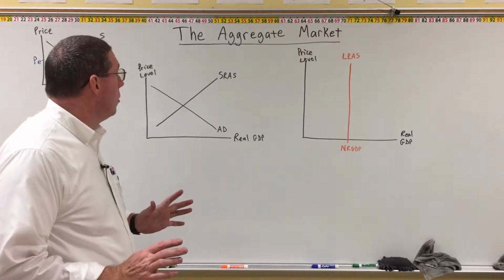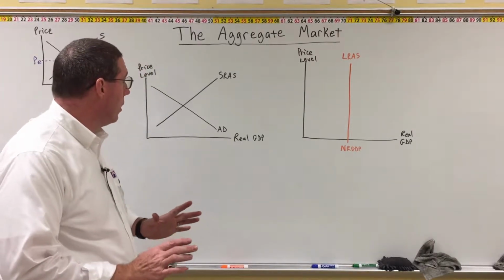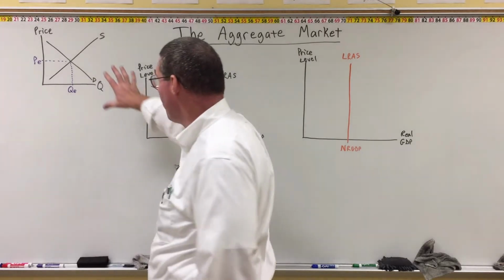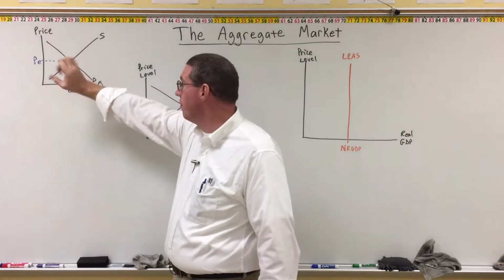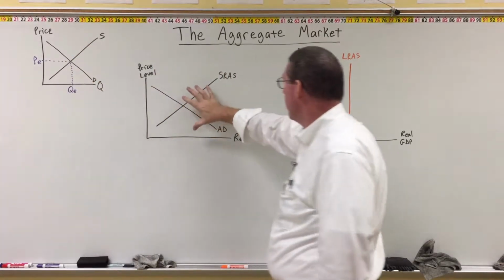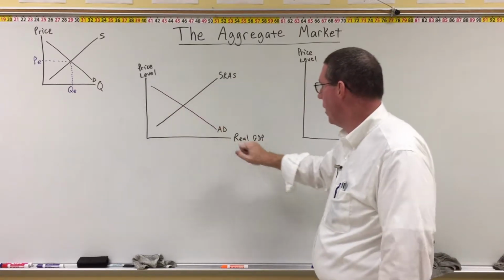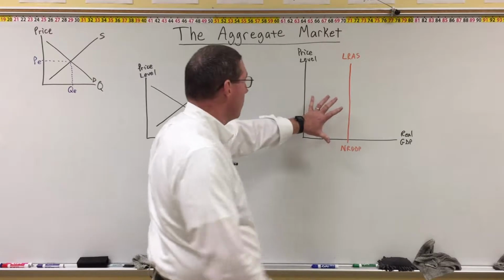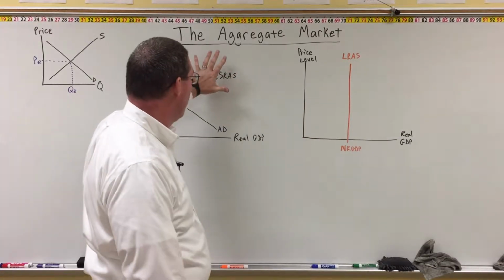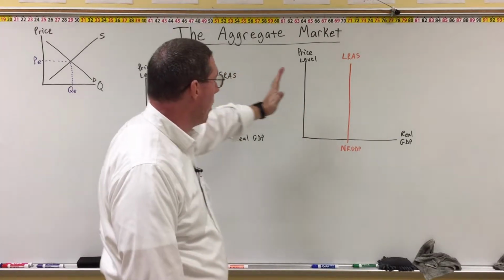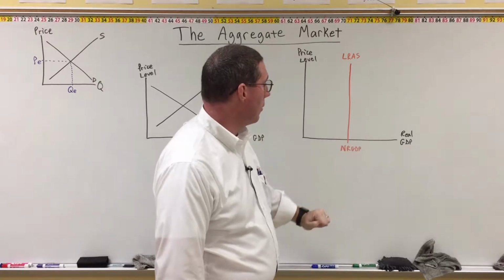All right, let's continue learning about the aggregate market. And you can see what I have here. For reference, I have a product market graph drawn over here. Here is the aggregate market with only short-run aggregate supply and aggregate demand. Here is the aggregate market, but without the aggregate demand and short-run aggregate supply. It's only the long-run aggregate supply curve.